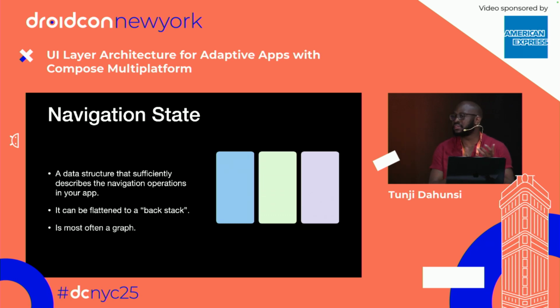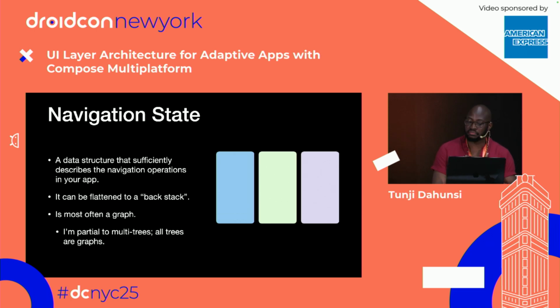In other words, with Navigation 3, for the past 10 years or so, we've been talking about navigation graphs. Navigation 3 talks about backstack. It's not a dichotomy. They're not disagreeing with each other. You can represent your navigation state as a graph and then flatten it to a backstack. Now, personally, I am fond of multi-trees, because all trees are graphs, even though not all graphs are trees. So when I'm trying to model this, I like to model my navigation state as a multi-tree.